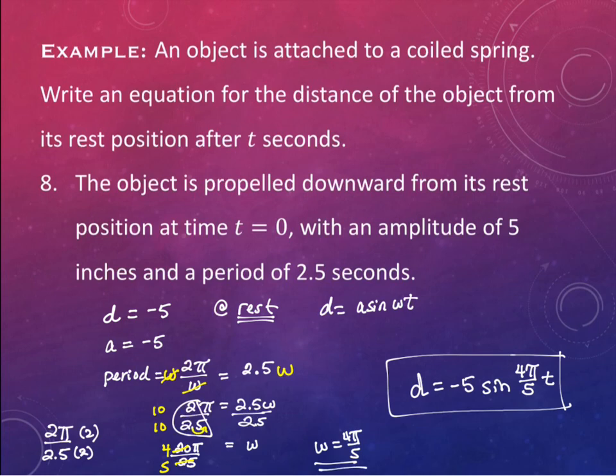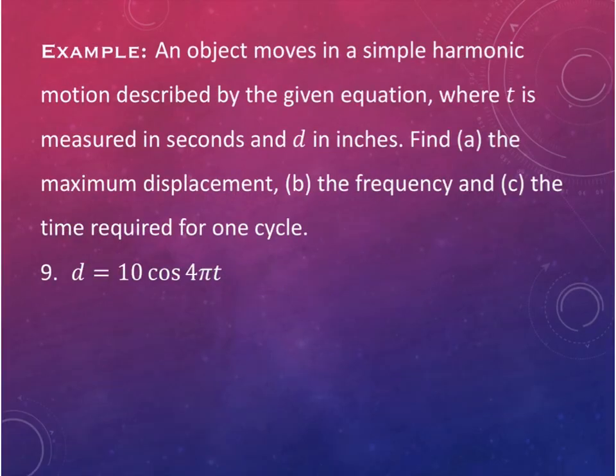Okay, I have one more question. Are you ready? One more example. It's related to these. This is simple harmonic motion. Okay, so a different version of a question would look like this. An object moves in a simple harmonic motion. This time they actually give us the equation. The other two we found equations, right? And it asks us to find A, the maximum displacement, B, the frequency, and C, the time required for one cycle. So it's asking us to find 3 pieces of information, 2 of which we've talked about and 1 of which we've not. So let's start with A.